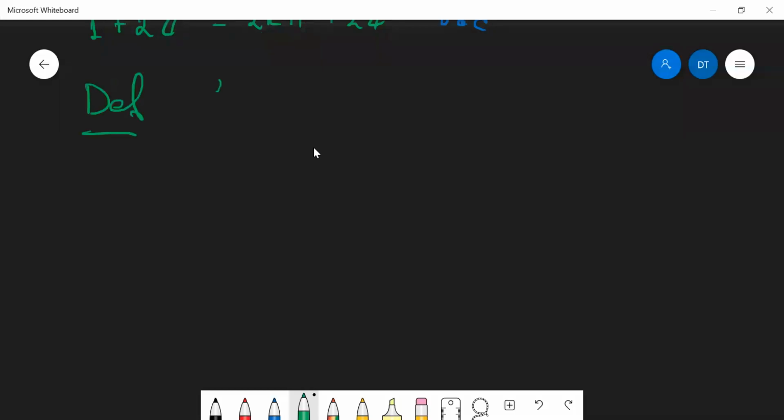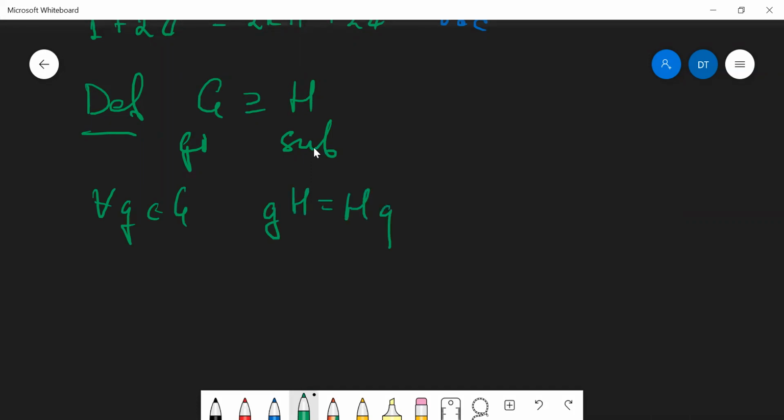If G is a group and H is a subgroup, so this is a group and this is a subgroup. If for every element g in G the left coset of H coincides with the right coset of H, then the subgroup H is called normal. In this case, H is called normal. In the commutative case, every subgroup is normal, but in the non-commutative case, there are non-normal subgroups.